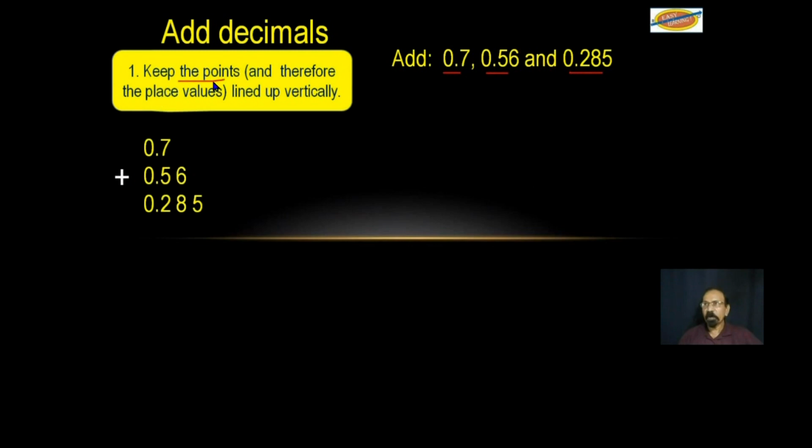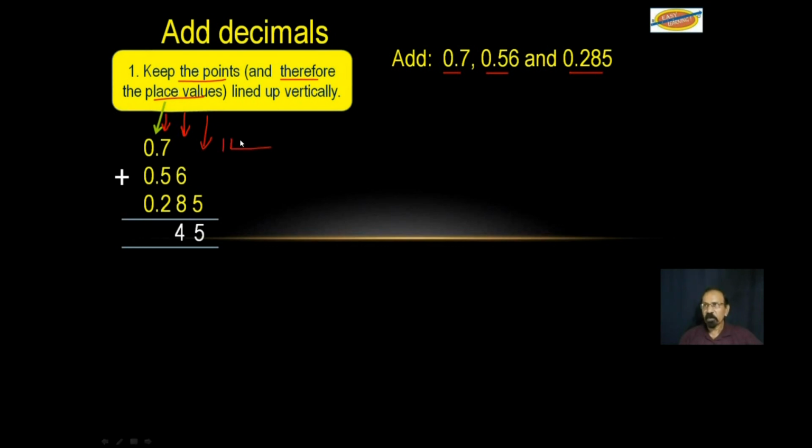Note, we keep the points and therefore the place values lined up. So this column here will be the 1/10th, that column there will be the 100th, this column here will be the 1,000, just like what we were doing with whole numbers. And then we add 5, 8, and 6, 14. You cross out the 4 and put it down there.